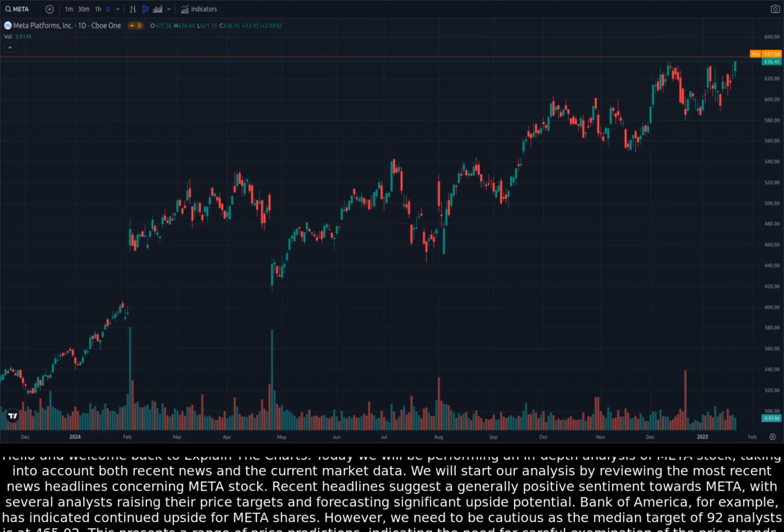Today we will be performing an in-depth analysis of Meta stock, taking into account both recent news and the current market data. We will start our analysis by reviewing the most recent news headlines concerning Meta stock.